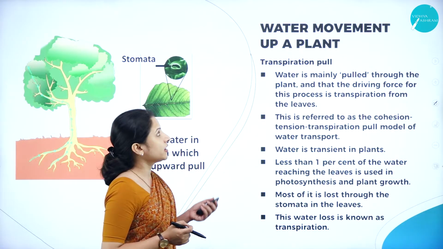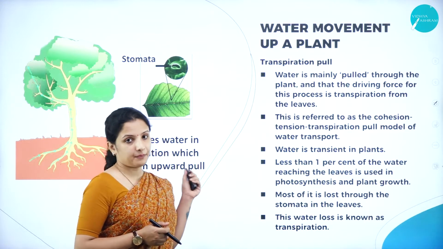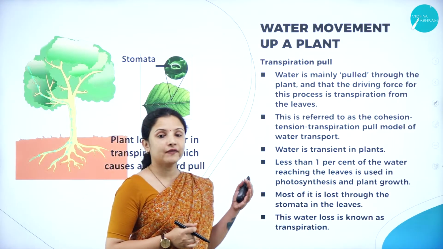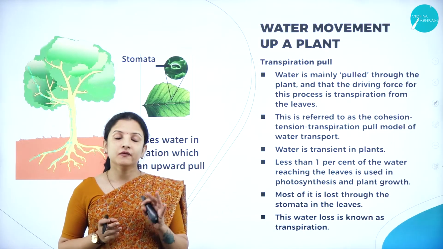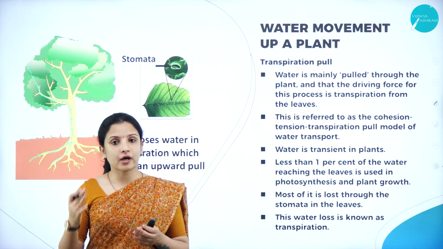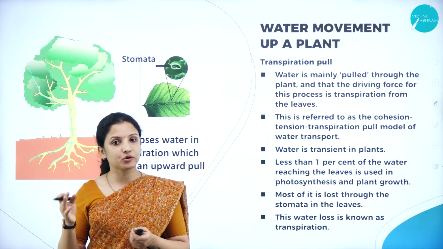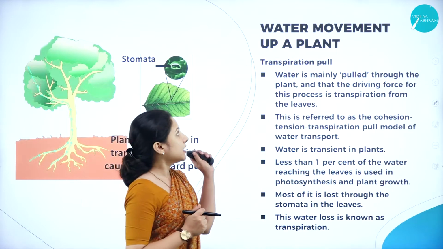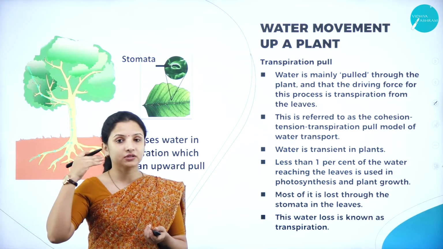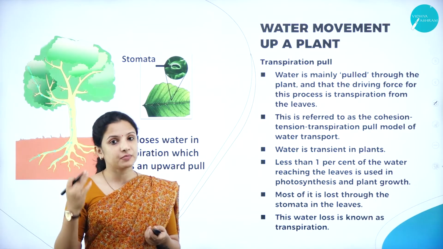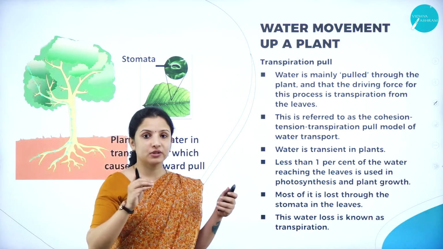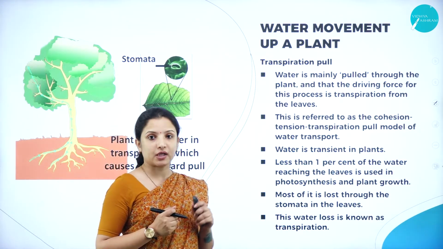Next, talking about water movement up a plant. So far we understood about root pressure, which is minimal. Why? Because it can only transport the ions and the water molecules up to a certain height. But in the case of transpiration pull, even the tallest plants can receive water and ions up to their tip.